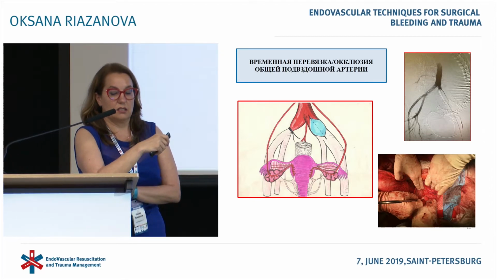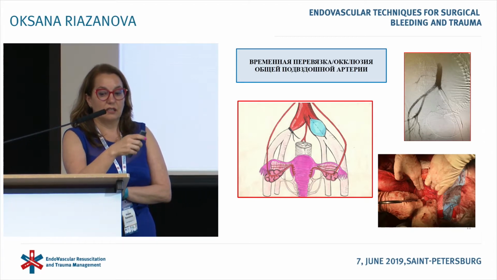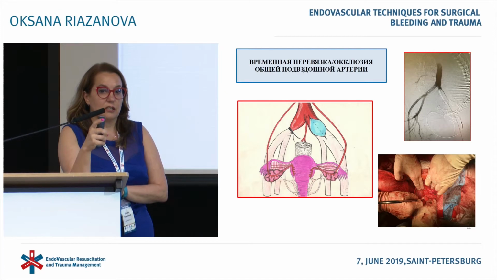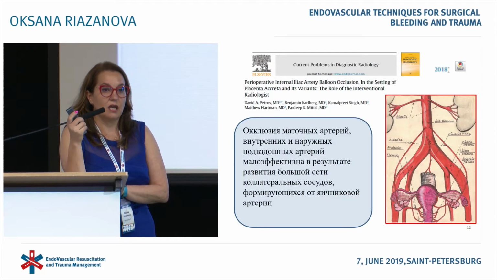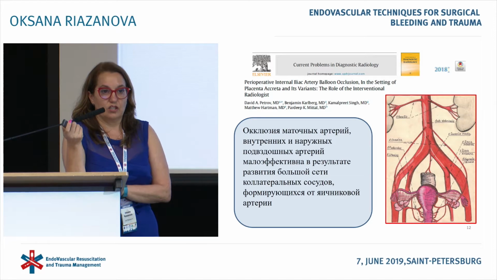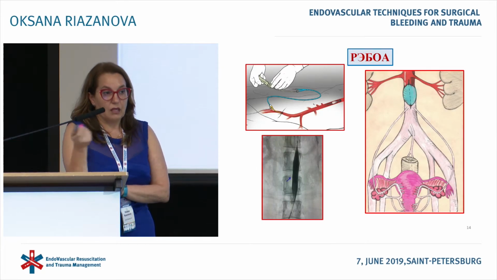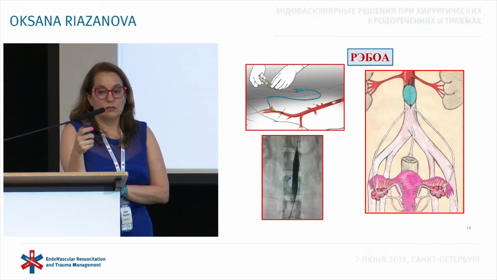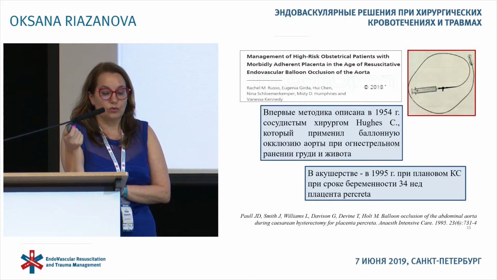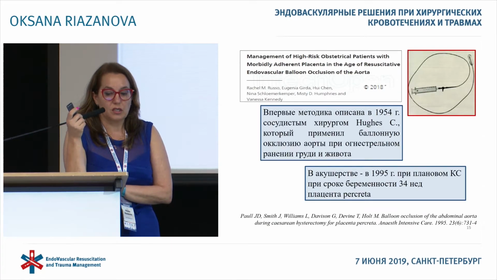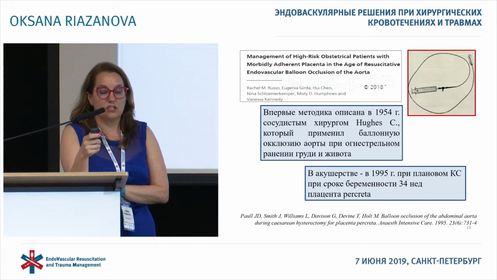But if you look at the scheme, you will see that we still have the intact arteries leading to the genitals. And we couldn't reduce the hemorrhage volume. That's why in this particular case we started using the endovascular balloon occlusion of aorta, the REBOA, on aorta, because even the ovarian occlusion was not efficient.